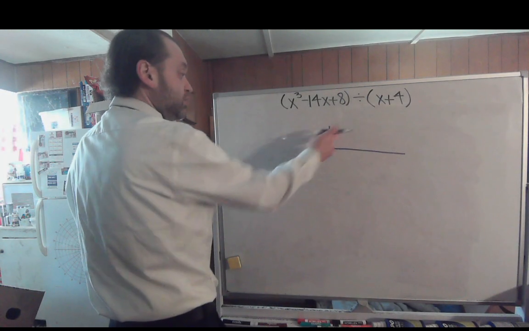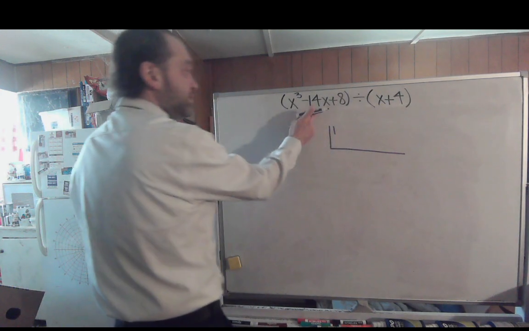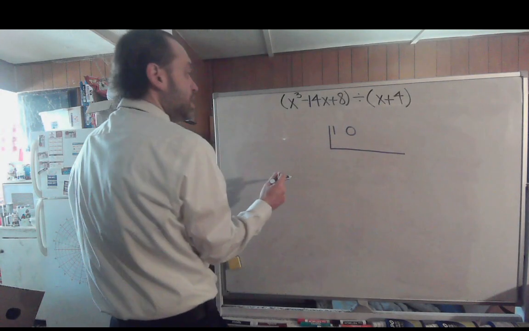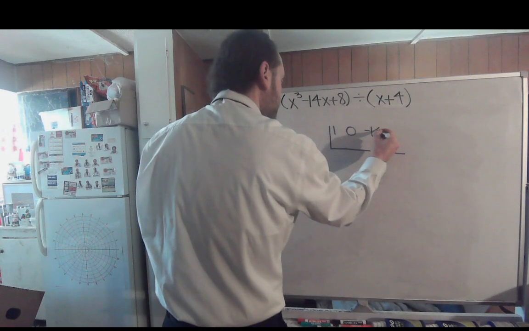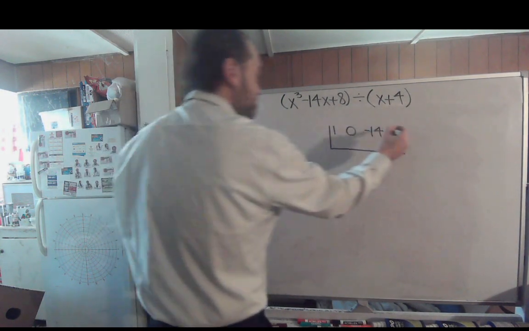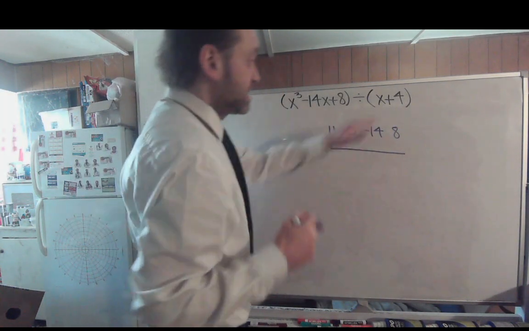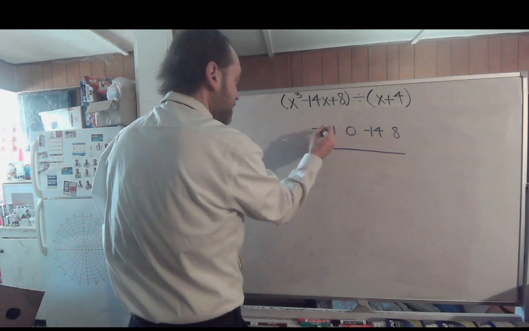Take your polynomial over here. The coefficient on x to the third is 1. You have no x squared term, so that coefficient will be 0. And then your x to the first term, that coefficient is negative 14. Then your constant is positive 8. And then you have the x plus 4, which you're dividing it by, so you would divide by negative 4.